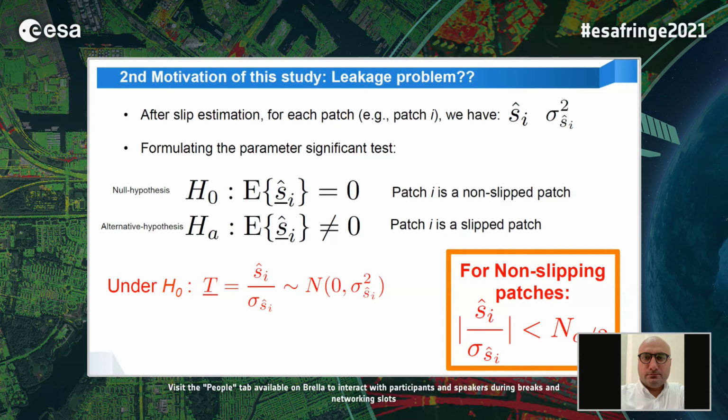Here I made a mistake. I put the normal distribution with a variance, but the variance here is 1 because we already divided the estimate by the standard deviation. So for non-slipping patches, the absolute value of this test statistic should be smaller than the normal distribution quantile at half of alpha, where alpha is the significance level. Based on this simple test, we can decide which patch is slipping and which one is not. Then next slide.